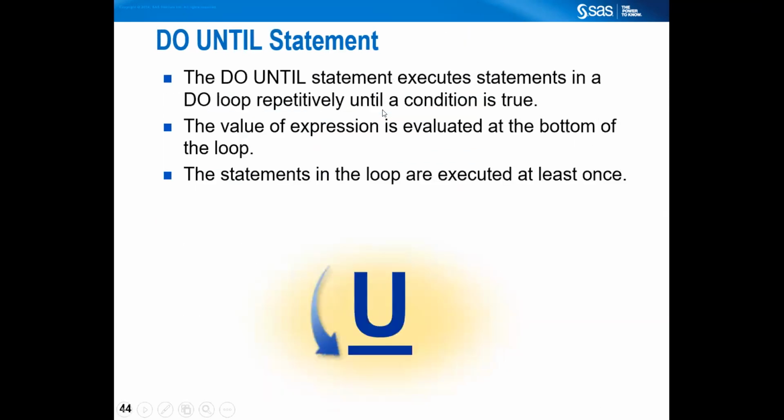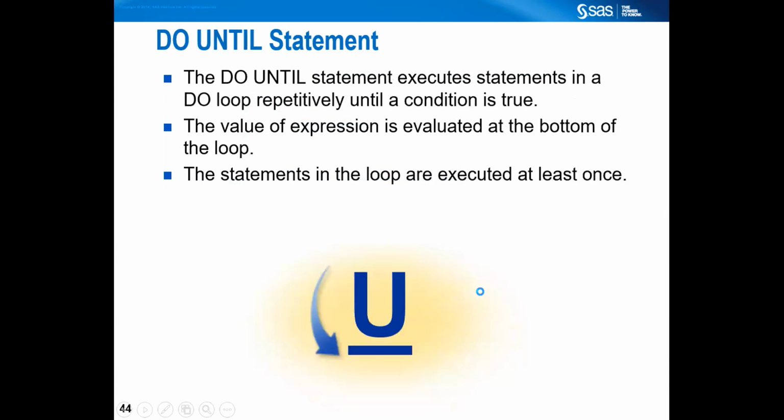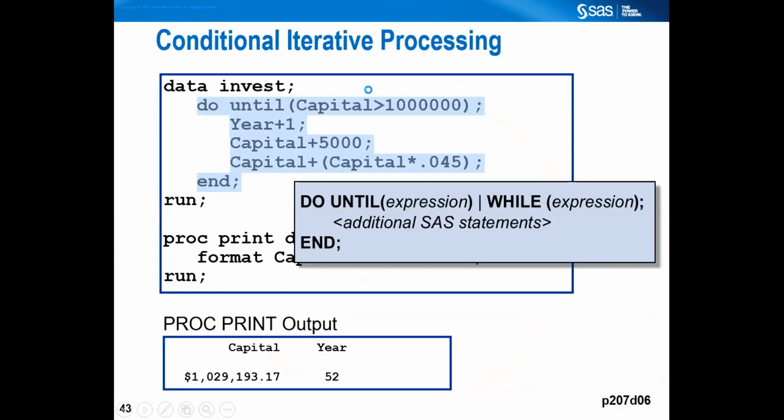Why? Because of how do while works. Do while statement executes statements in a loop repetitively while a condition is true. So the value of expression is evaluated at the top of the loop. So if you write that the condition is while your capital is less than 1 lakh, yes, it's true. Enter the loop, calculate the value with end. Of course, it ends the loop, goes back into the loop. Is the current capital less than 1 lakh?